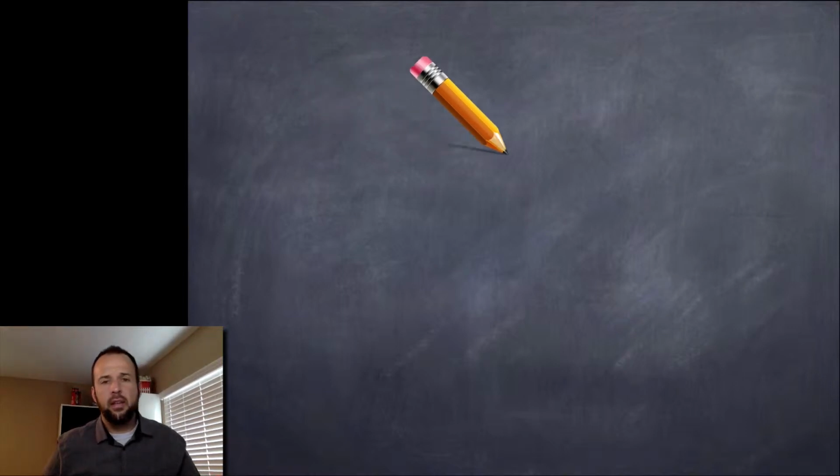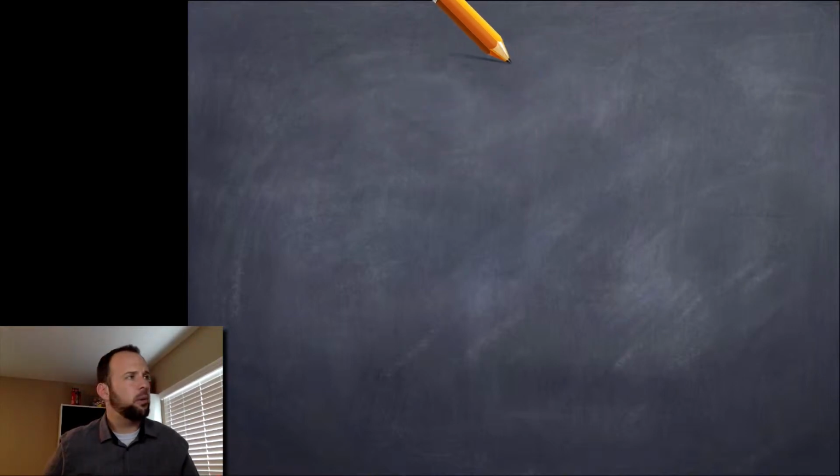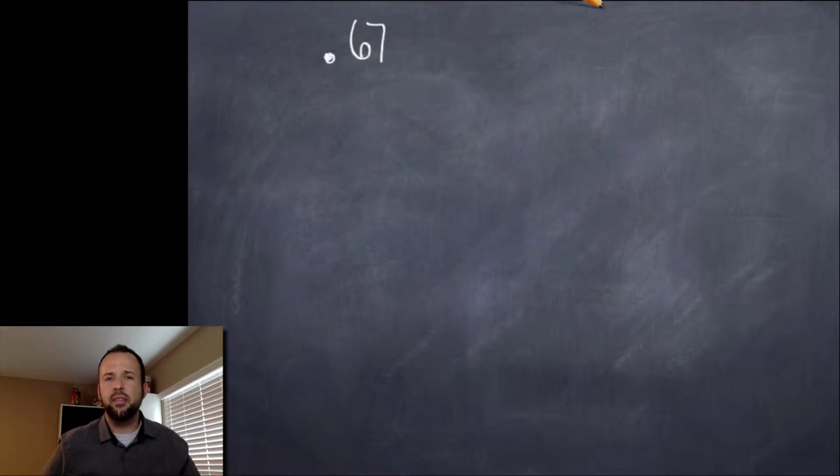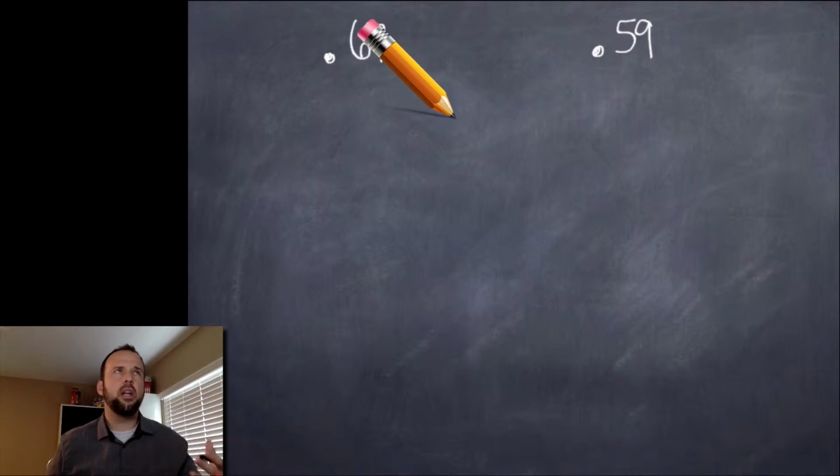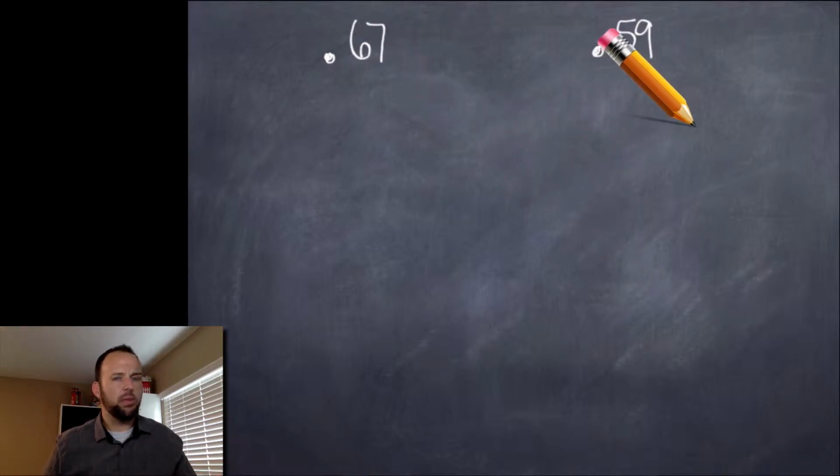Alright guys, so I'm going to start here, but I'm just going to give us 2 decimals to compare, okay? The 2 decimals I'm going to write are 67 hundredths, and let's say 59 hundredths. So what I'm going to do first to compare these is take what I know about measurement and think of a meter stick to help me compare these, right?